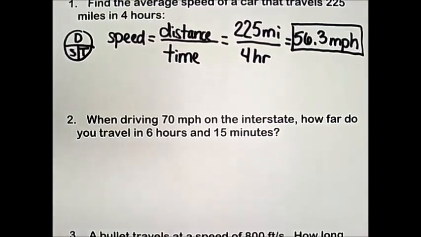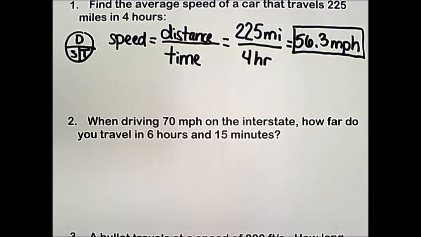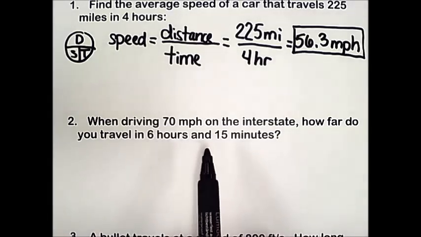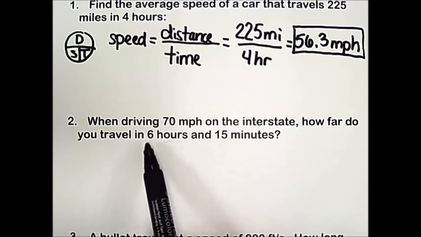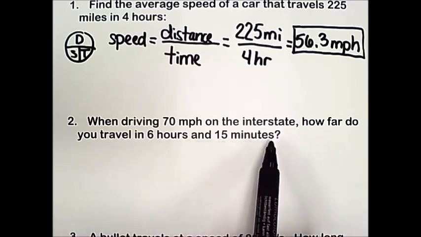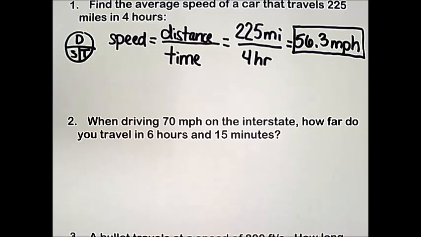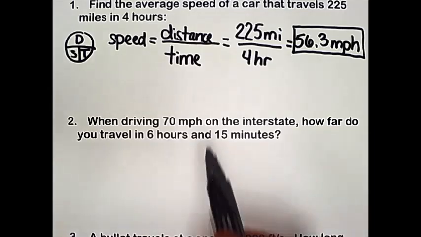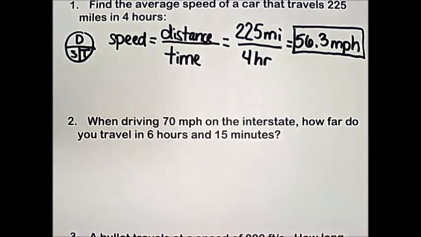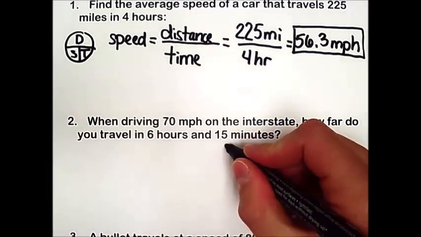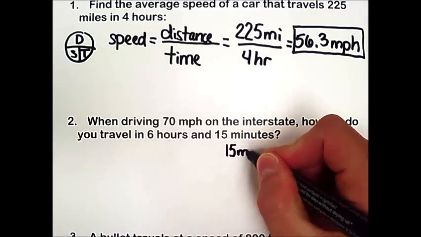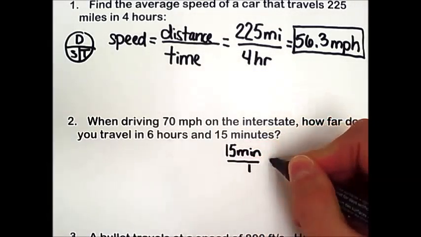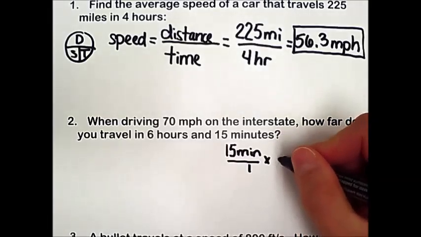Number 2, when driving 70 miles per hour on the interstate, how far do you travel in 6 hours and 15 minutes? So in this problem, the first thing that we're going to recognize is that our time is in hours and minutes, but we need to have consistent units. They need to be the same thing as hours and our speed, so we need to convert the 15 minutes into a fractional part of an hour.